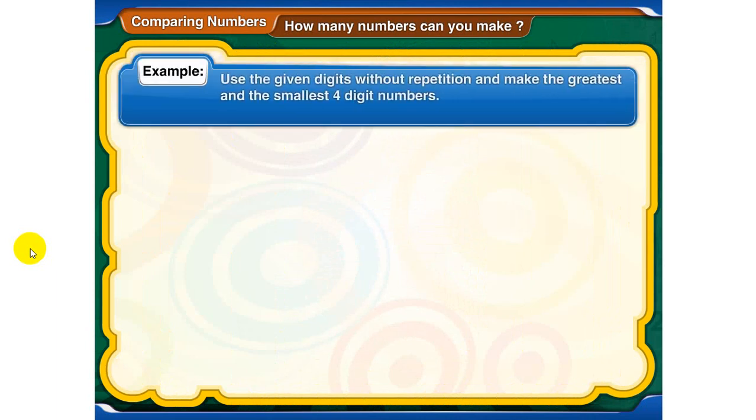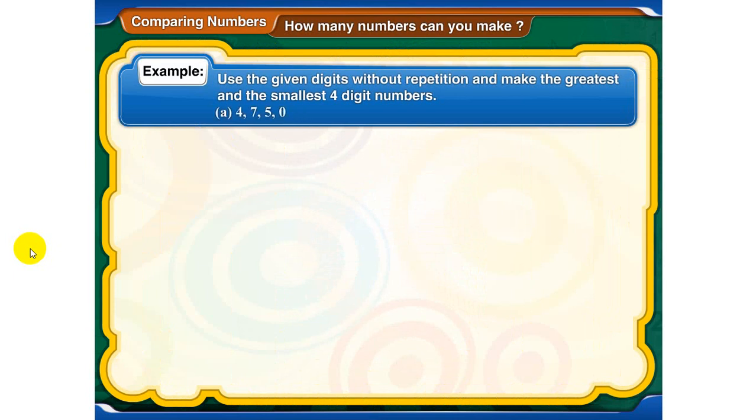Example: use the given digits without repetition and make the greatest and the smallest 4-digit numbers. A. 4, 7, 5, 0. B. 5, 4, 0, 3. C. 9, 7, 4, 1. Solution: A. 4, 7, 5, 0.